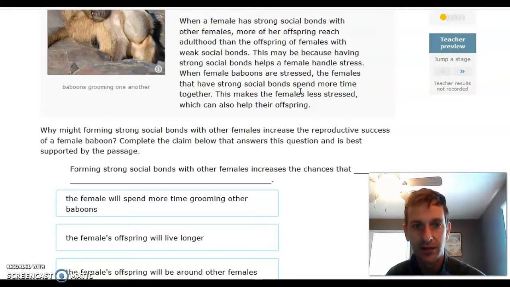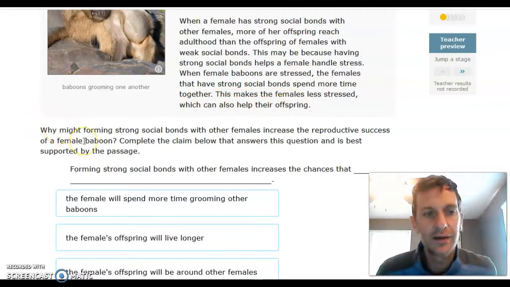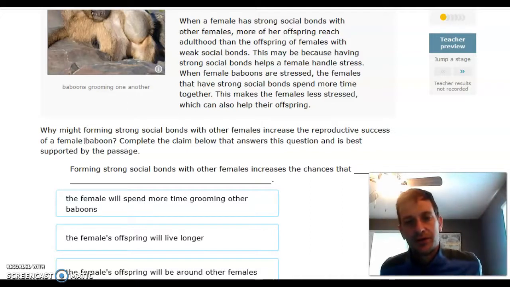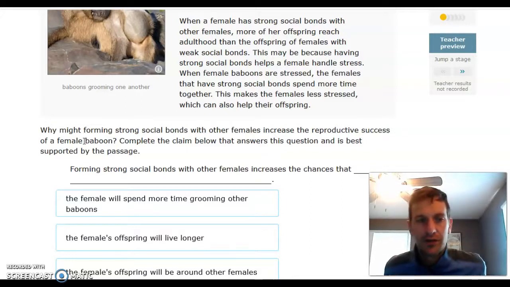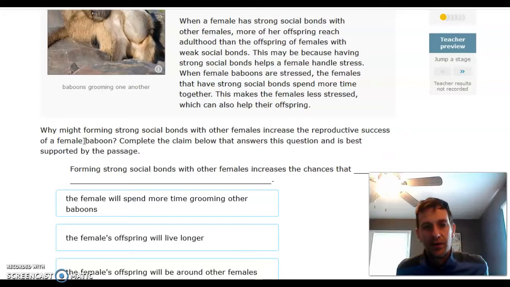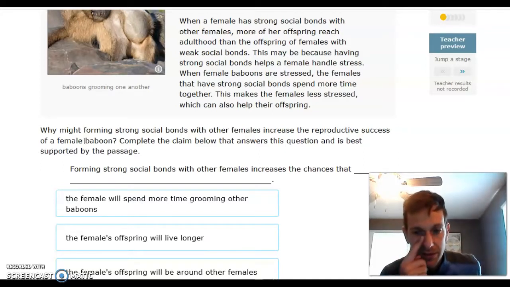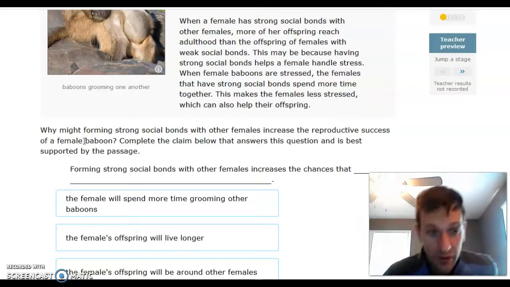This may be because having strong social bonds helps a female handle stress. When female baboons are stressed, the females that have strong social bonds spend more time together. This makes the females less stressed, which can also help their offspring. So why might forming social bonds with other females increase the reproductive success of a female baboon? Complete the claim below that is best supported by the passage.